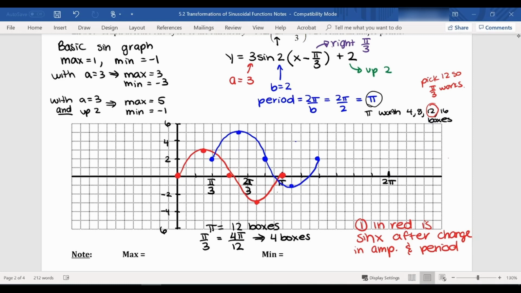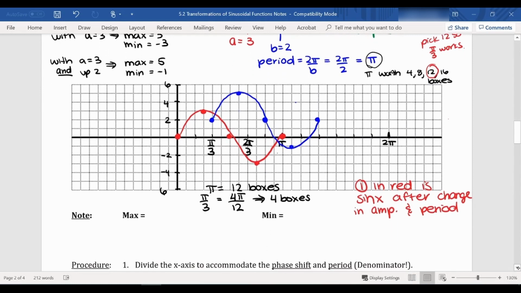These are all marked on our graph. So just a reminder, our maximum here is 5, our minimum is -1, and we can find that using a little equation if we want. Your maximum is always d plus your amplitude, and your minimum is always d minus your amplitude.